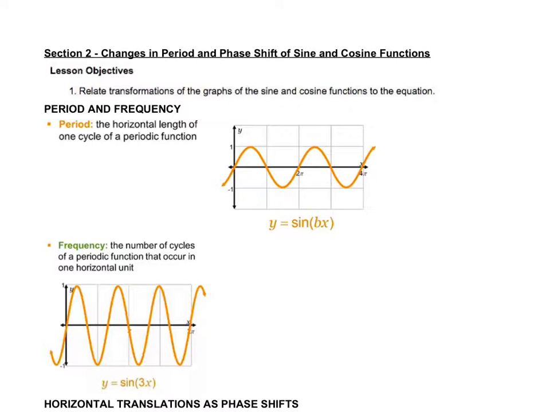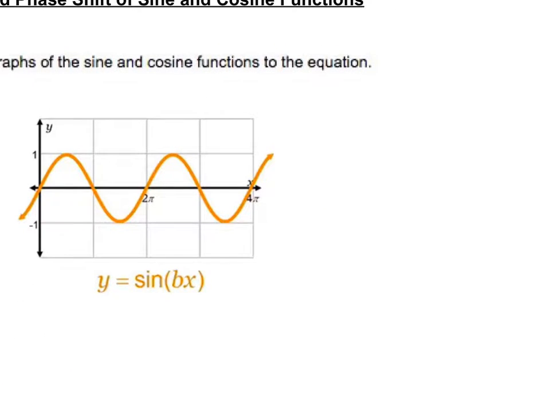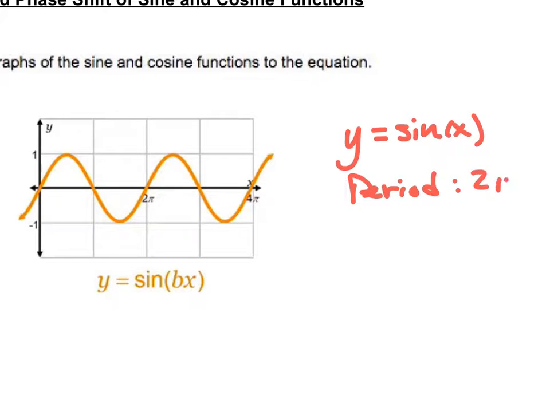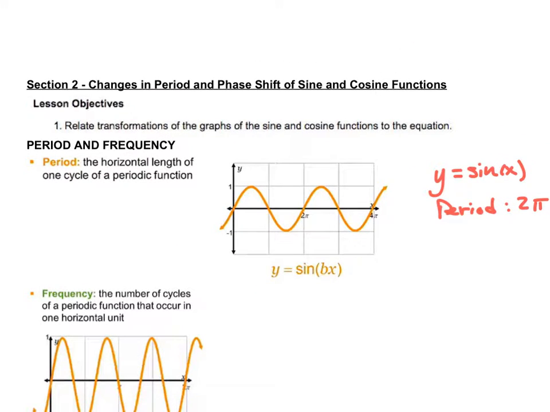So when we just have a typical sine function, so I'm going to write in here, this is the sine function, y equals sine of x. My period for this is going to be a length of 2 pi, okay? And remember, again, period is just the one cycle of this function before it starts to repeat.